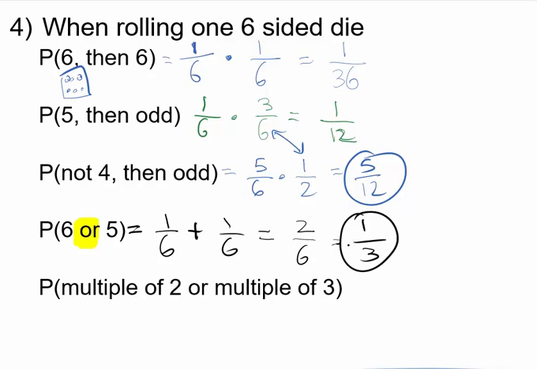Okay, we can see in this example too, if we actually counted up the numbers on the die, there would be 2 numbers out of the 6 numbers that could have come up if we wanted to roll a 6 or a 5, which is why that works that way.